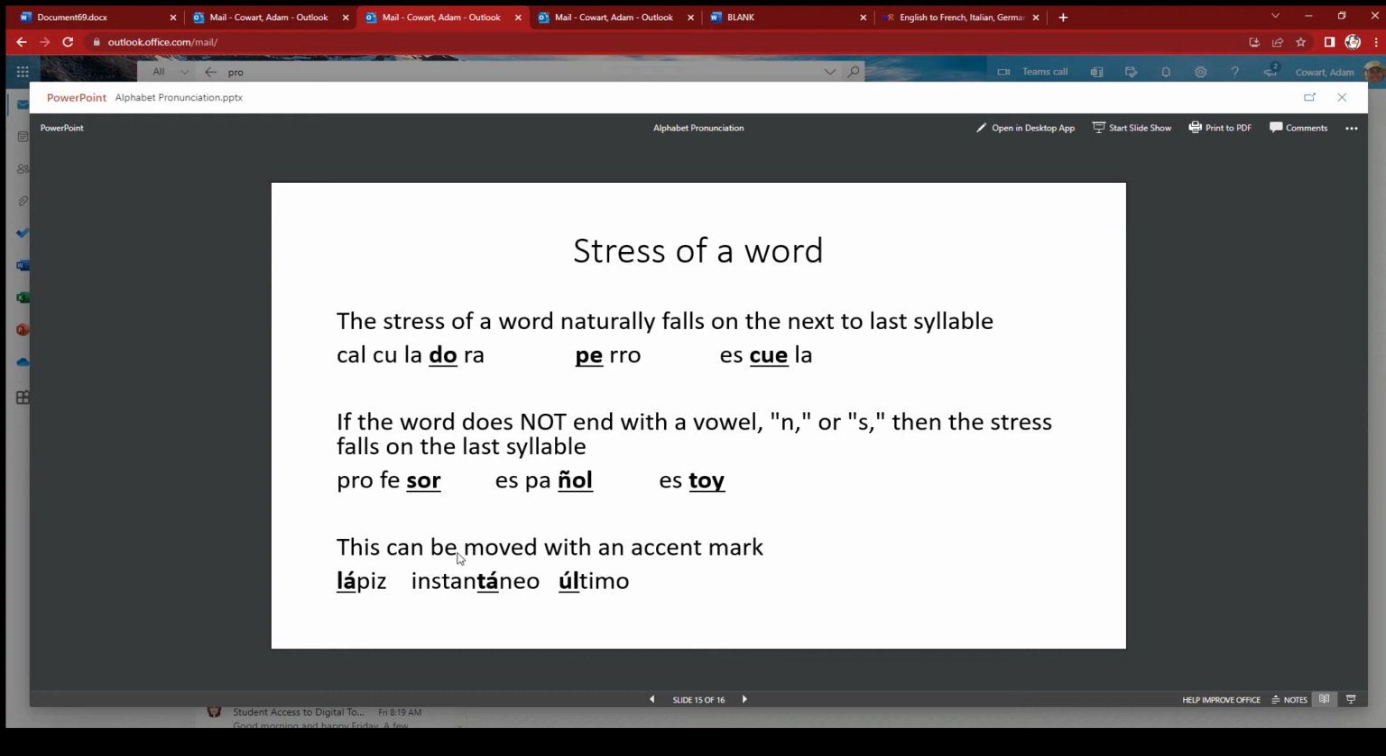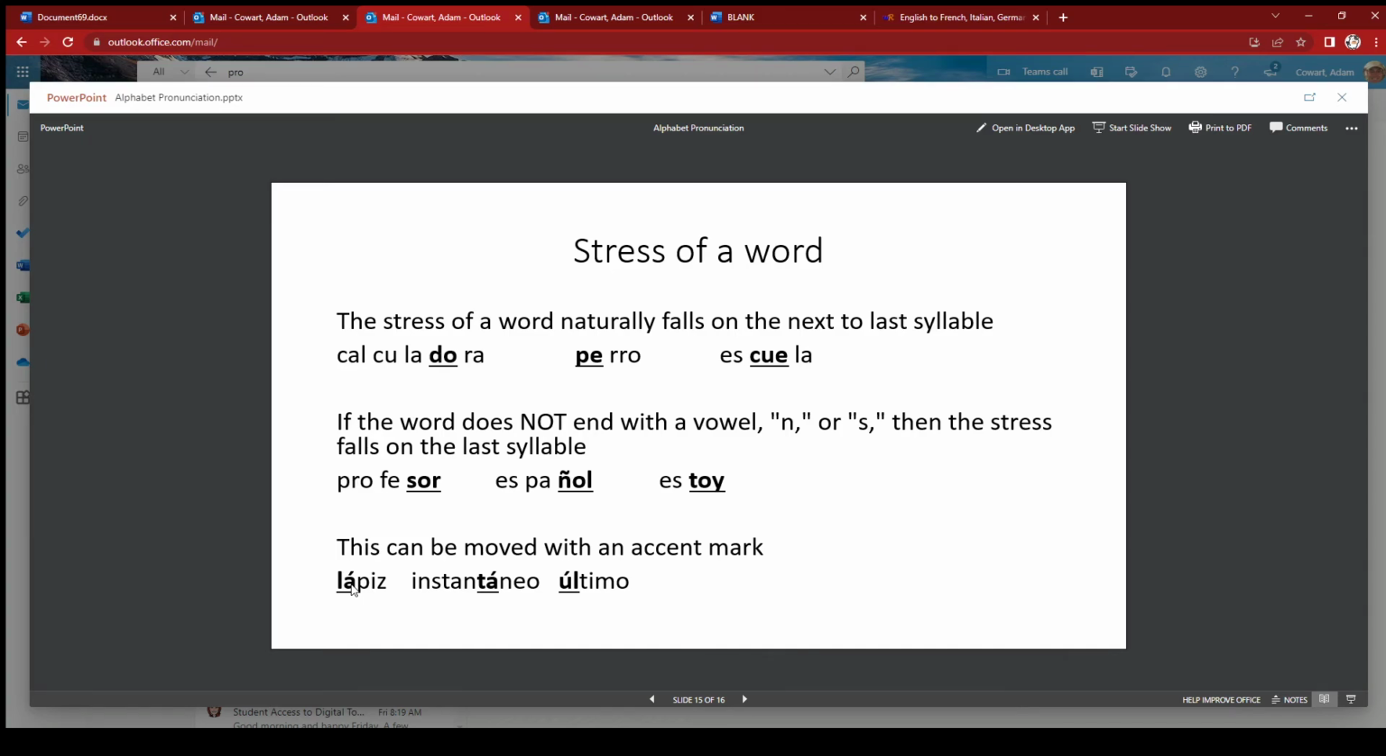And you can move the stress of the word with an accent mark. If there's an accent mark above a vowel, it's kind of like a little nail that holds the stress of that word right where you put it. Okay? This word could be a mile long. If there's an accent mark, that's where you're going to pronounce the stress. Okay? So for example, in this word lápiz, or this one, instantáneo, último, it holds it there. Okay, you don't have to worry about the other rules. It's an exception. So an accent mark makes that letter louder.